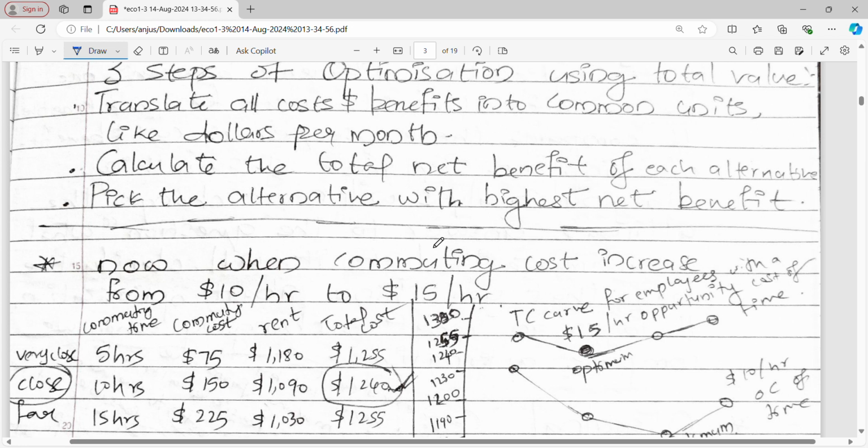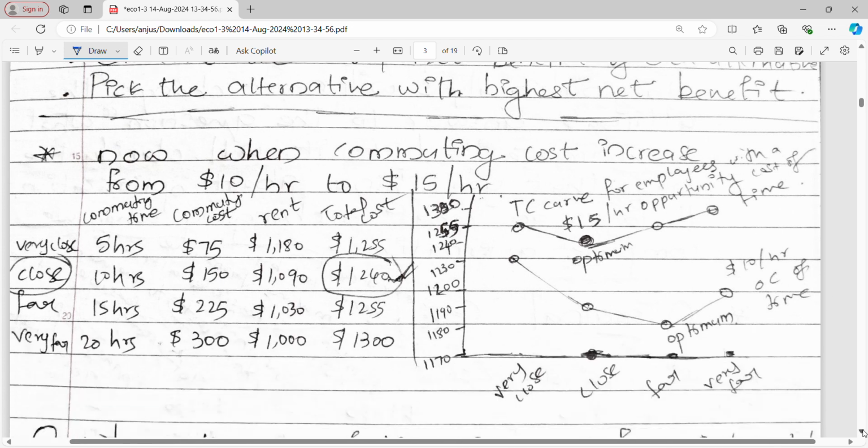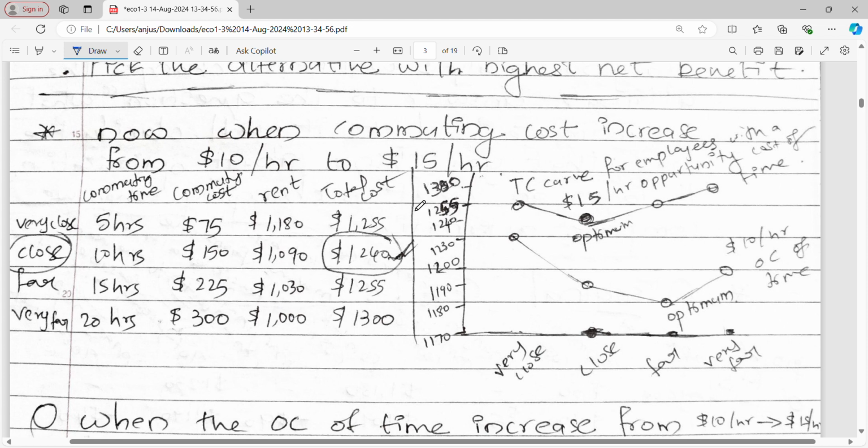Next we are increasing the commuting cost. So in the next example, we are increasing the commuting cost per hour from $10 per hour to $15 per hour. So to get the commuting cost, we will be multiplying $15 with the commuting time. So the commuting cost is $75, $150, $225, $300 respectively. Then adding both this commuting cost and rent gives us the total cost.